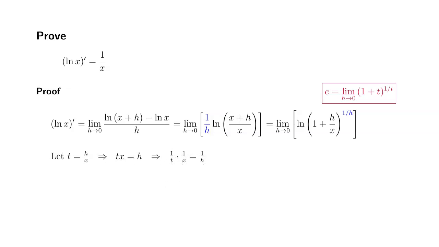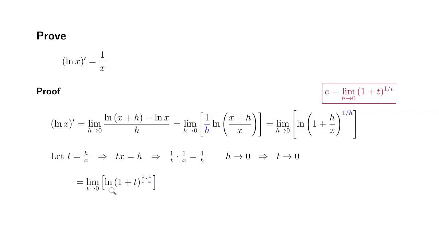Also, we know that as h approaches 0, of course t approaches 0. Then we can rewrite this limit in terms of t. So h approaches 0 becomes t approaches 0. You have a natural log of 1 plus, and the substitution was h over x is t. Then we just found out that 1 over h is 1 over t times 1 over x. So you have 1 over t times 1 over x, so we're replacing 1 over h by that.